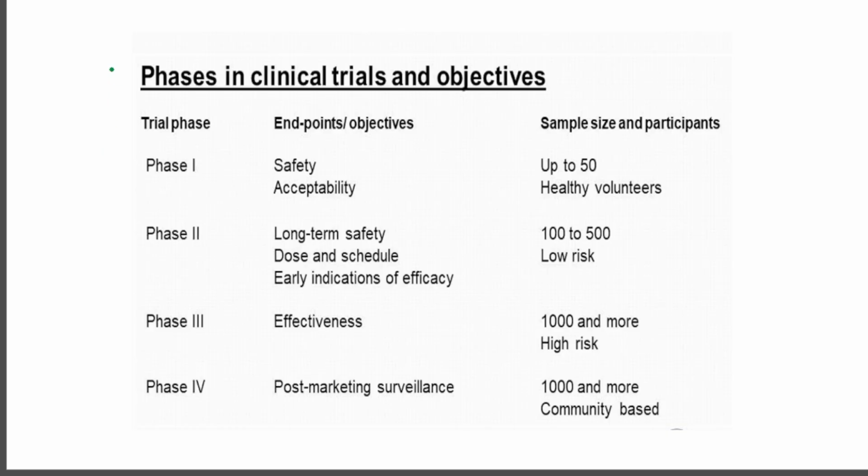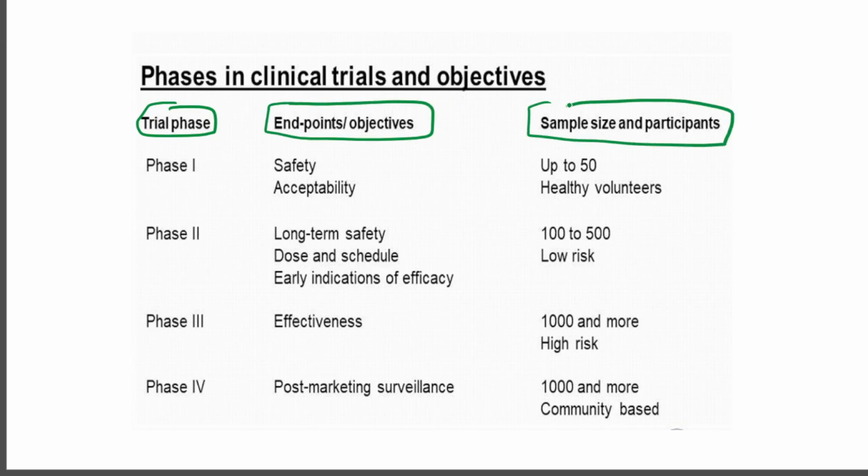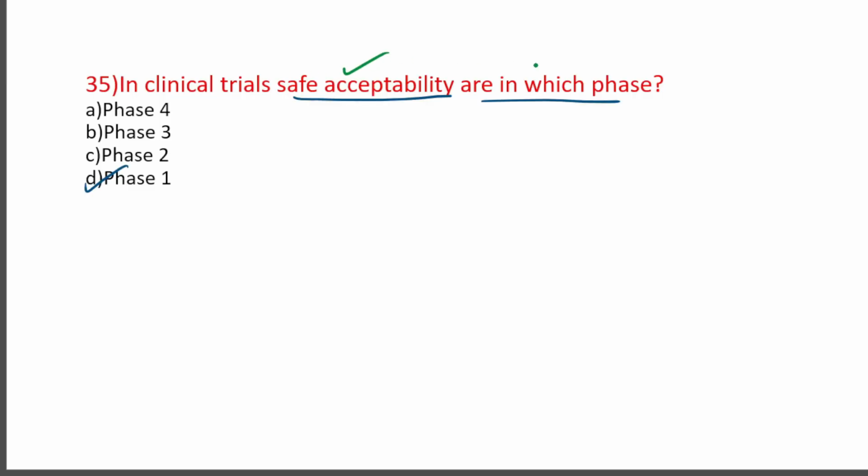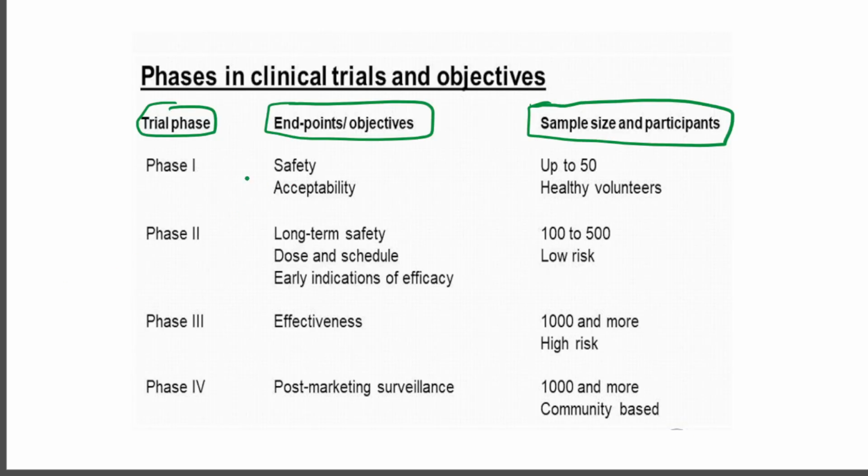Now see this chart pertaining to the phases in clinical trials and objectives. The trial phases are 1, 2, 3, 4. What are the objectives in each trial phase? What could be the sample size? So most important is our question. In clinical trials, the safety and acceptability are in which phase? We have taken the answer as phase 1, and it is mentioned over here. In phase 1, we look at the safety and acceptability. You should also know the number of healthy volunteers, or the sample size, in phase 1. Only up to 50 healthy volunteers can be accepted.